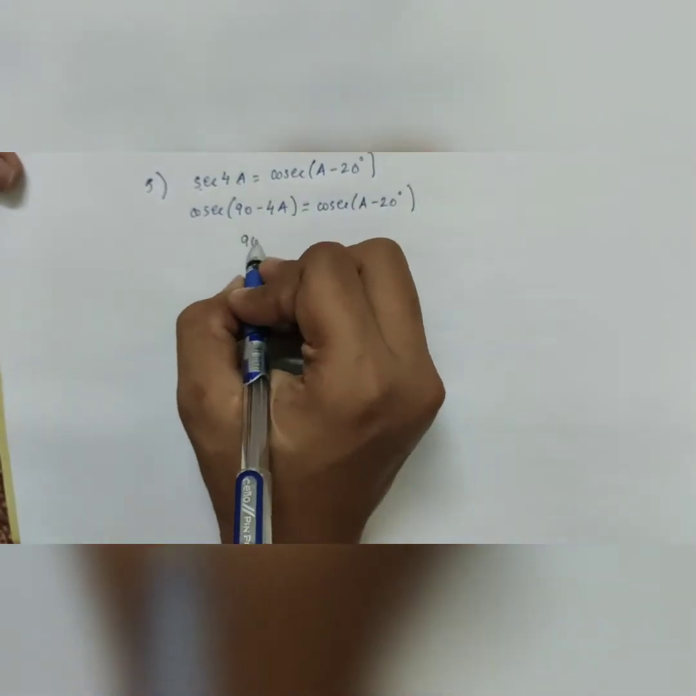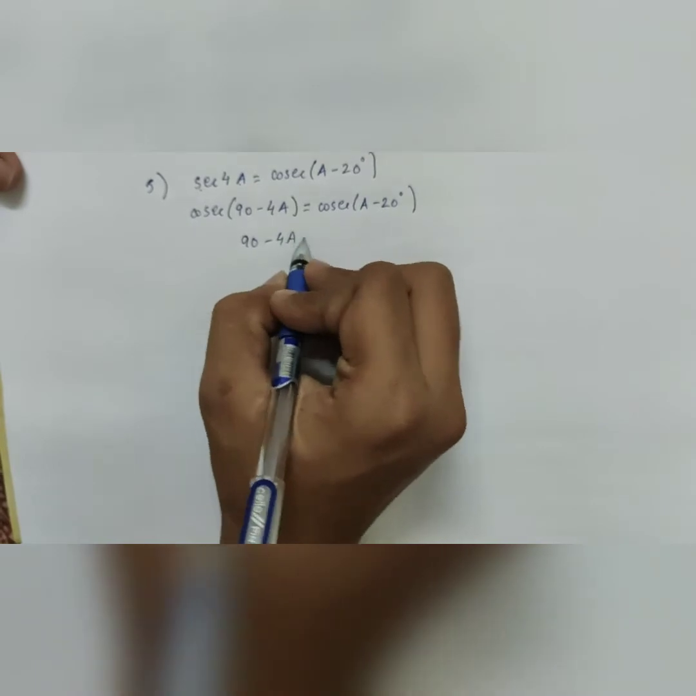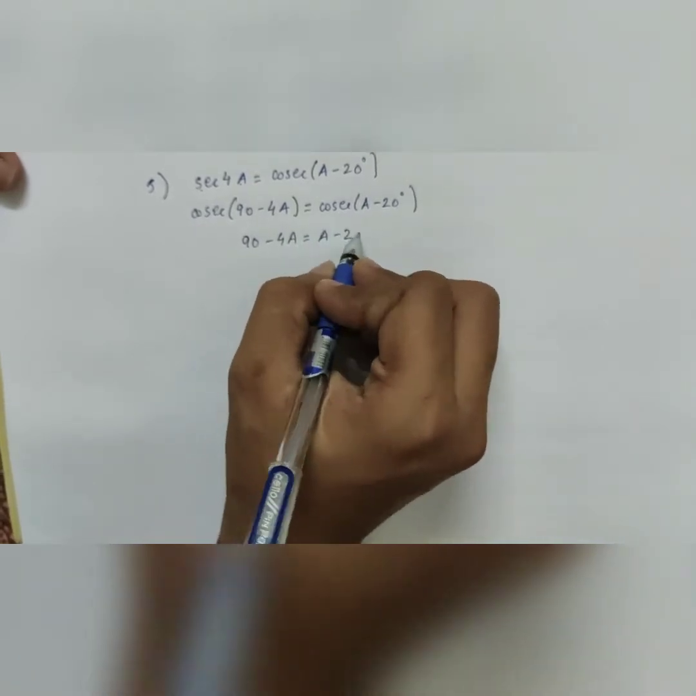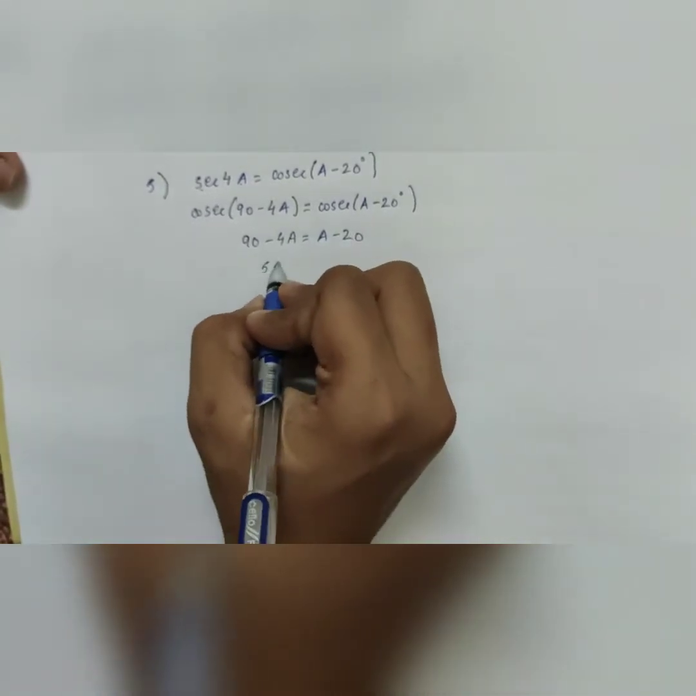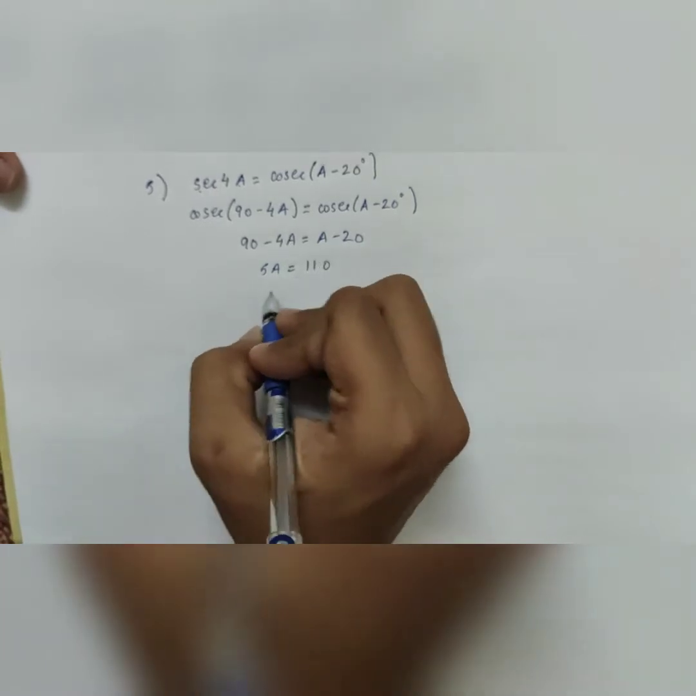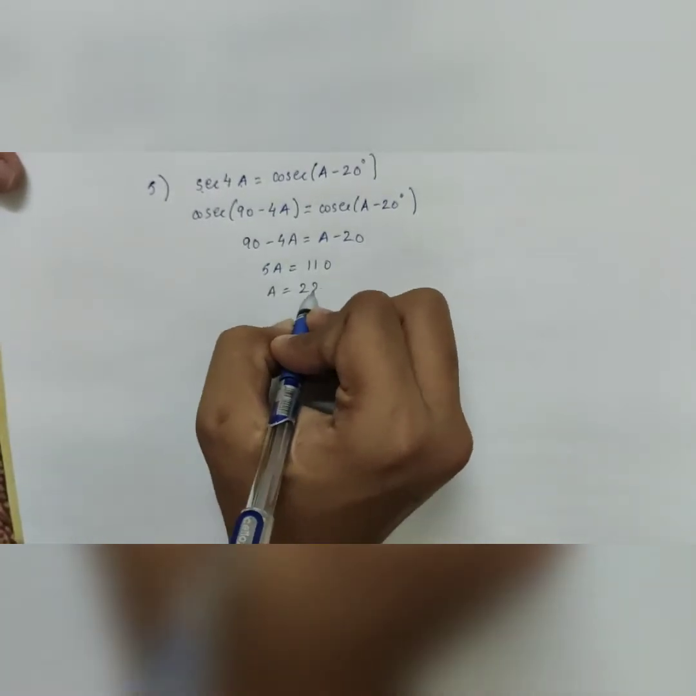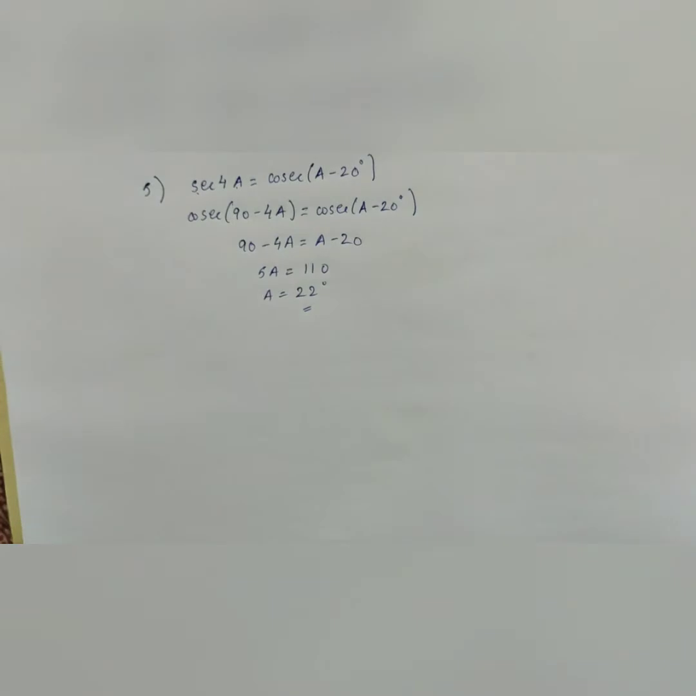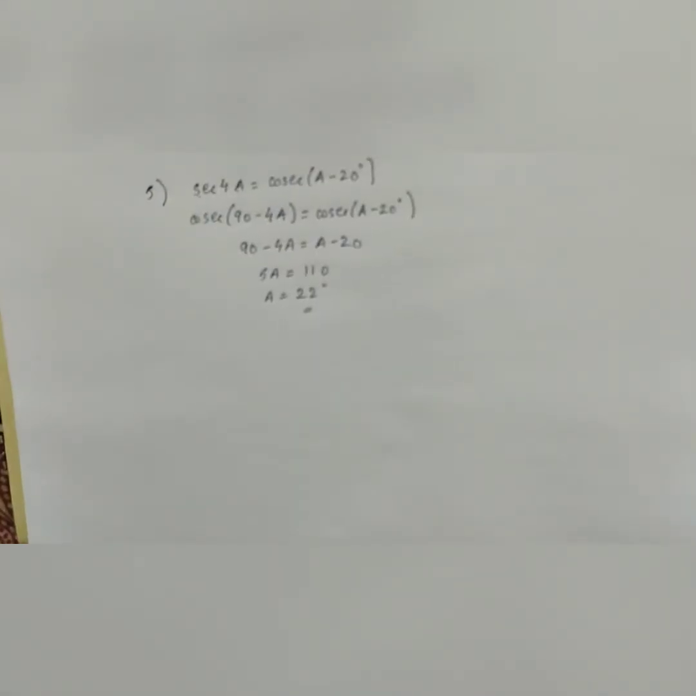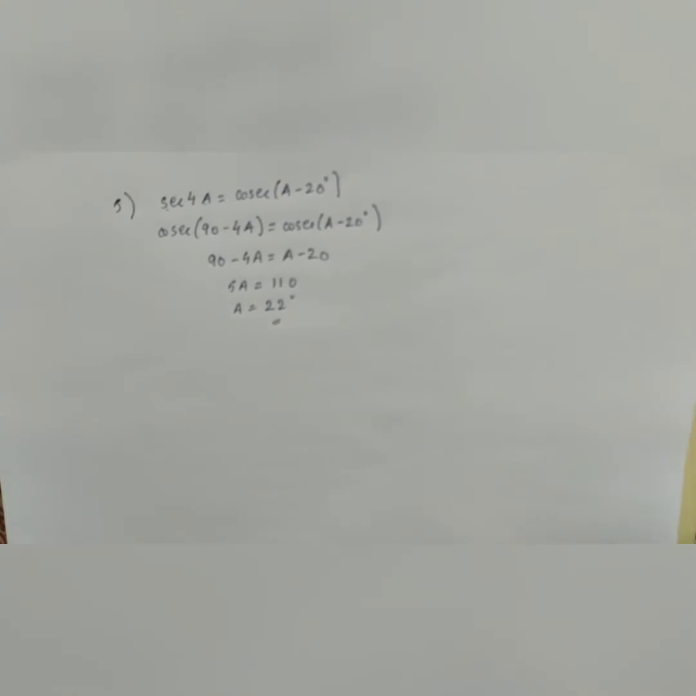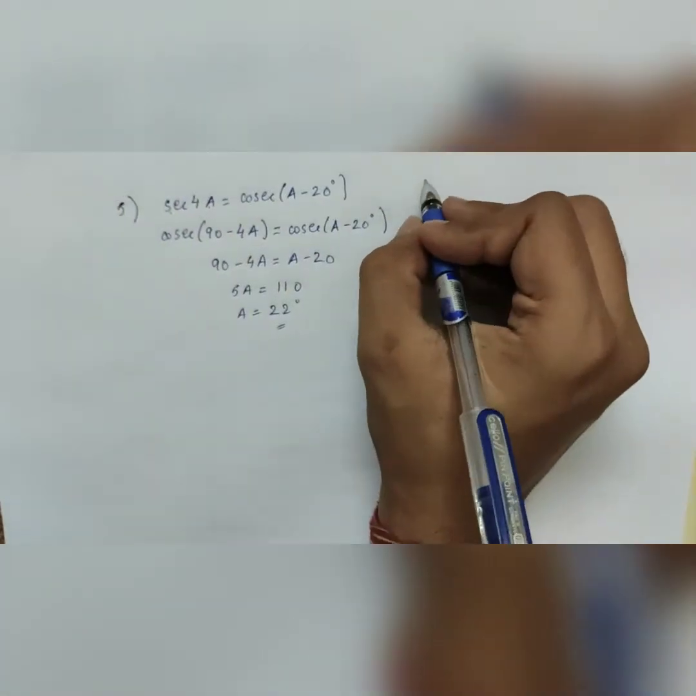So just compare the angles. 90 minus 4a is equal to a minus 20. So that means 5a is equal to 110 and a is equal to 22 degree. So this is also a very simple question. So let's move on to the next question, that is the sixth one.